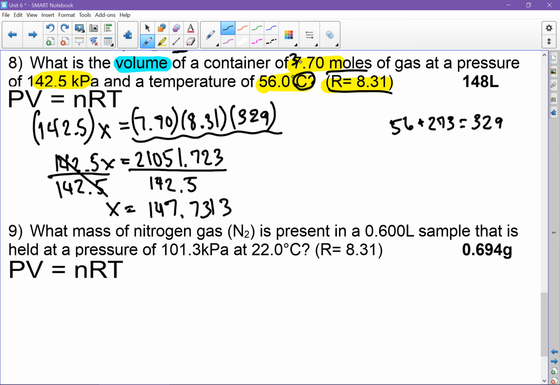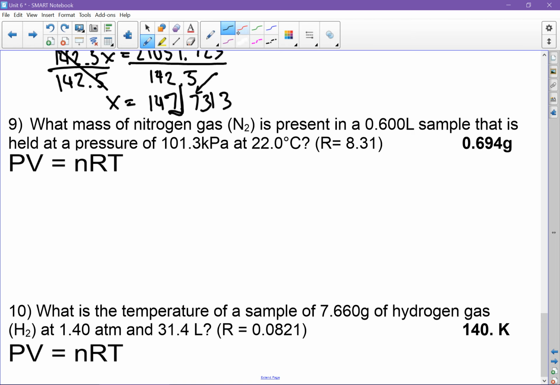So we had 3, 3, 3, 4 sig figs. Go low, take the lower number, which is 3 sig figs. That's here. The 7 afterwards, though, means that we have to round up to 148. And since we were looking for a volume, the unit for volume is liters.